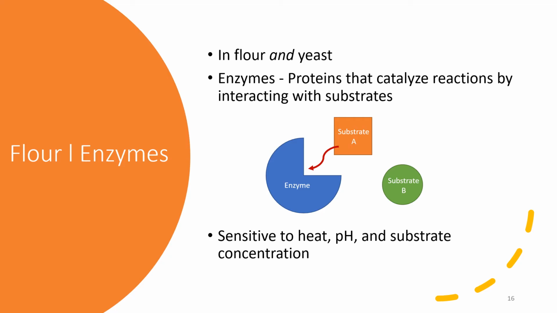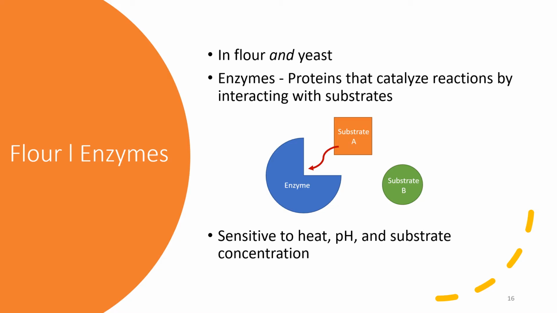So enzymes are another very important part of the bread making process. They're found in flour and yeast, and they're also found pretty much everywhere. They're found in our bodies and our saliva. They help us to break down food. They're also found in the soil and pretty much everywhere that life exists. And what they are is that they are proteins that help catalyze or speed up biological reactions by interacting with substrates. Substrates being the molecule that they're reacting with, and they can help break them apart or bind them together.